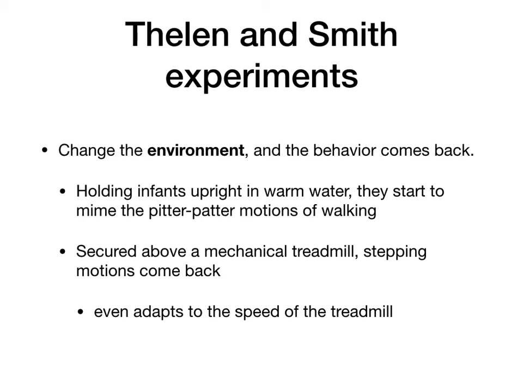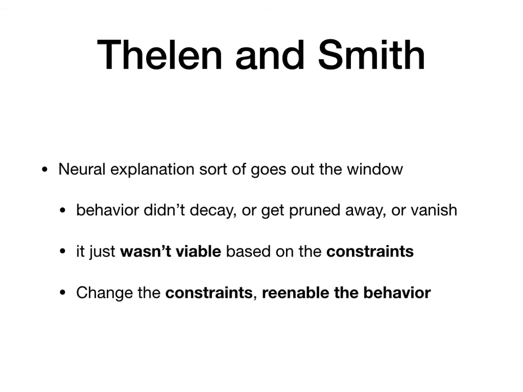So, okay, now that's kind of knocking out some of the neural explanation, because the behavior doesn't get pruned away and decay before some other thing takes over and allows it to come back, you know, a neural area developing and allowing for this behavior. It just wasn't viable based on the constraints. When you change the constraints, the behavior comes flooding right back.